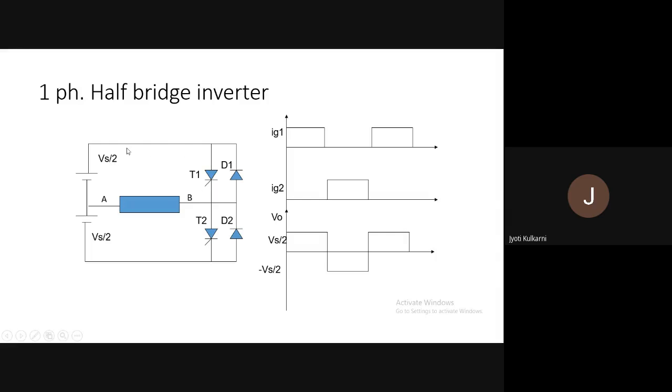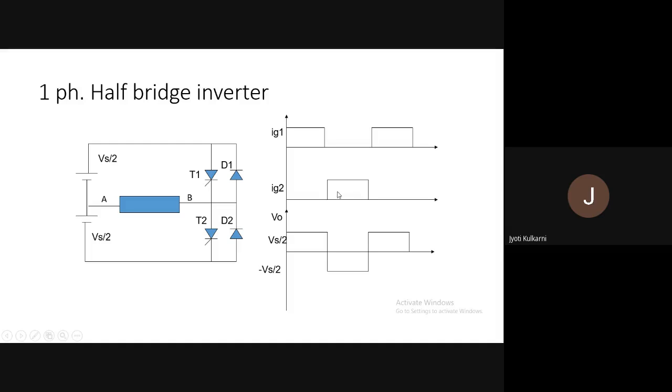Because the current is flowing in clockwise direction, and B is positive and A is negative. So the B terminal is connected to the positive plate of the battery and A is connected to the negative plate of the battery. Okay. Now come to the second part. At this point, as Ig1 has reached zero level, it means the gate pulse is no more after this point. And assume that the commutation circuit has commutated SCR T1 at this point. Okay, so T1 is now off.